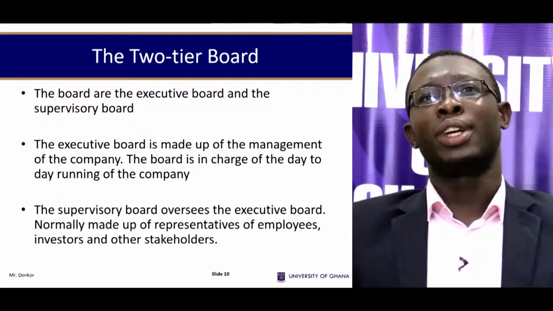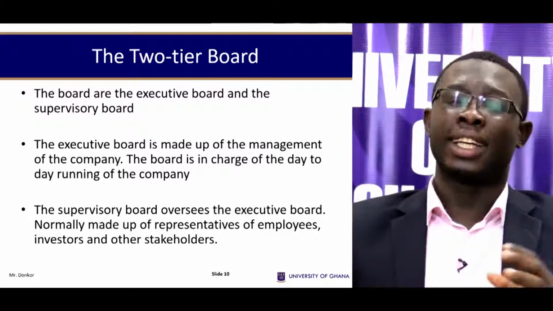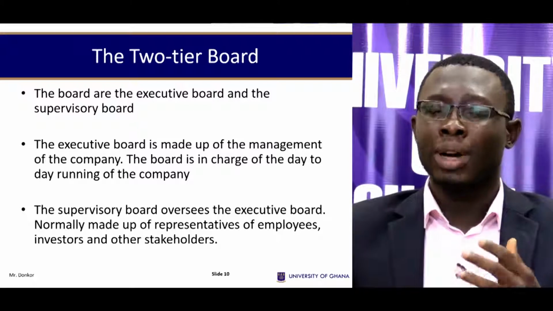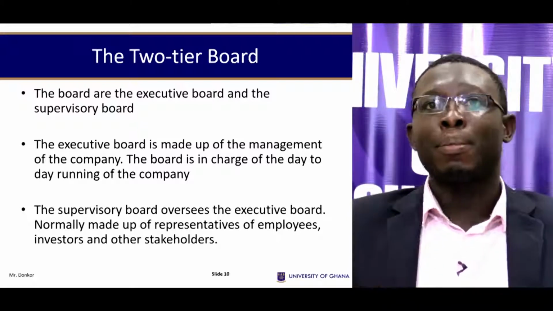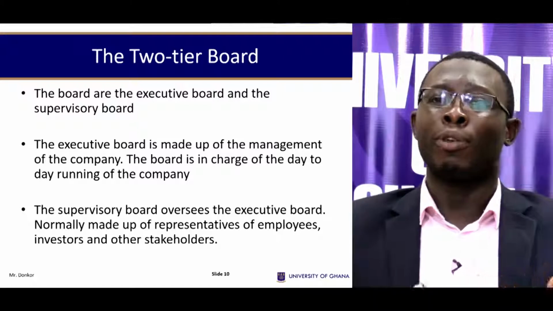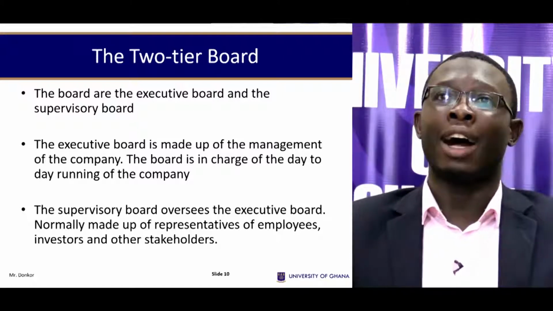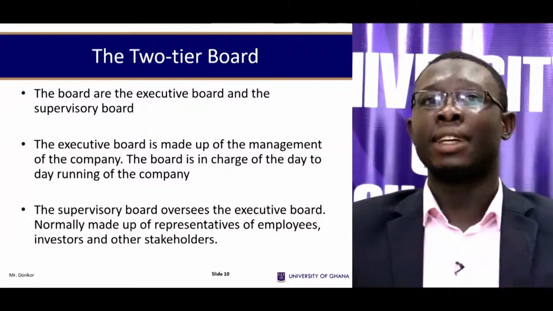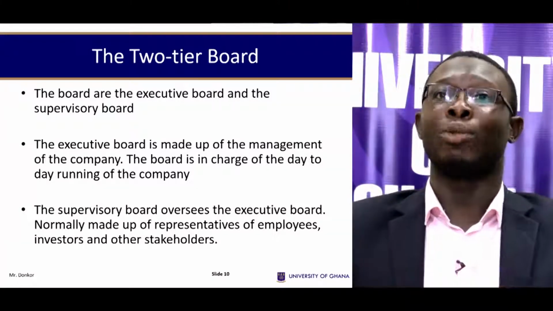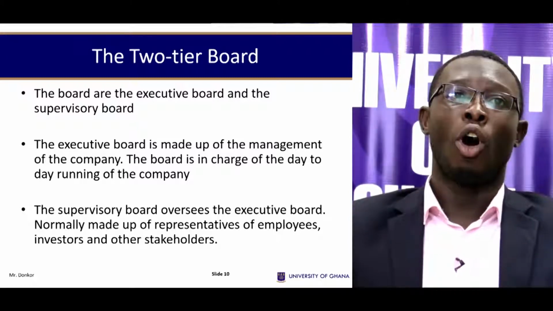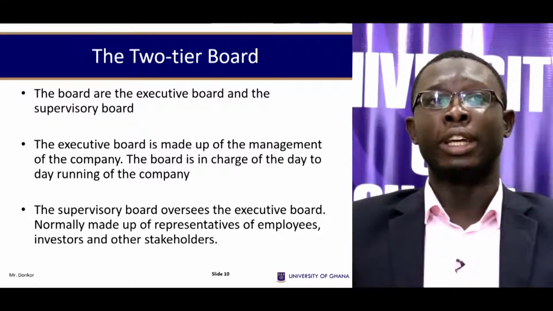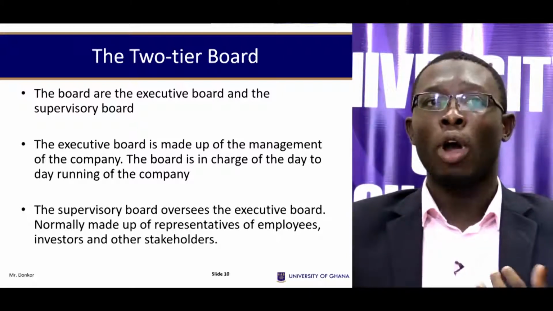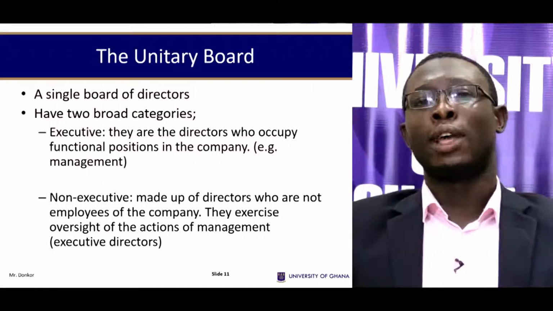The 2-tier board. Here we are saying that there is the executive board and there is the supervisory board. The executive board is made up of management of the company. That is the part of the board that runs the day-to-day affairs of the company. And then the supervisory board oversees the executive board that manages the activities of the organization on a day-to-day basis. Normally the supervisory board is made up of representatives of employees, investors, and other stakeholders.